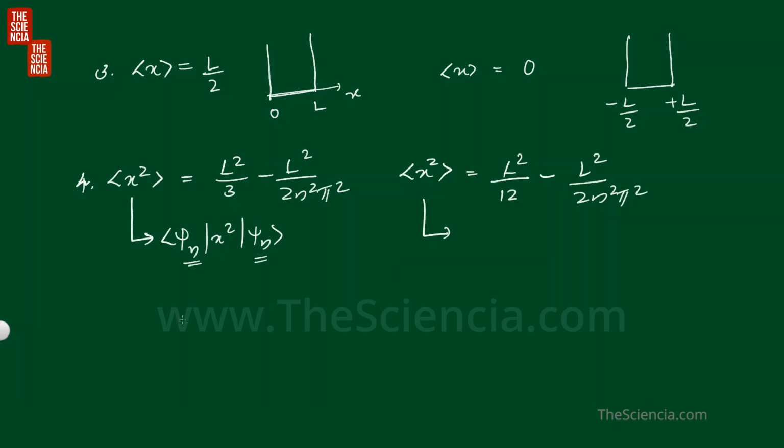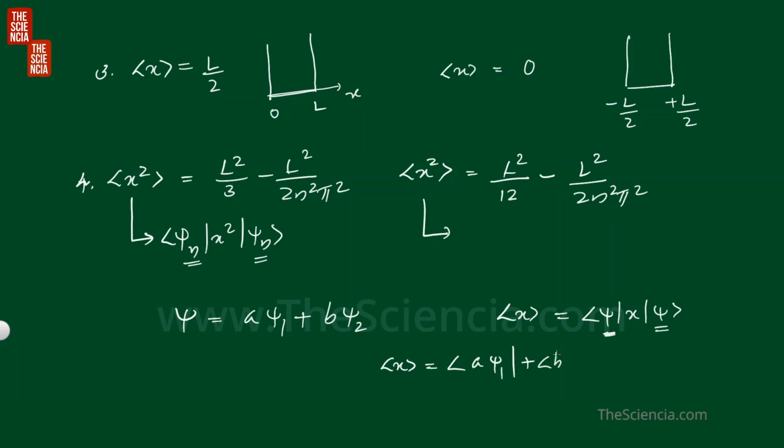Now we are going to consider a linear combination of states, that is psi is equal to a psi 1 plus b psi 2. So when we take the expectation value of x, that is equal to bra psi x ket psi. So we have to substitute for this psi value. Okay, so we will get a combination of these two also. That is, if you substitute these values, we get the expectation value of x is equal to bra a psi 1 plus bra b psi 2 into x into ket a psi 1 plus ket b psi 2.